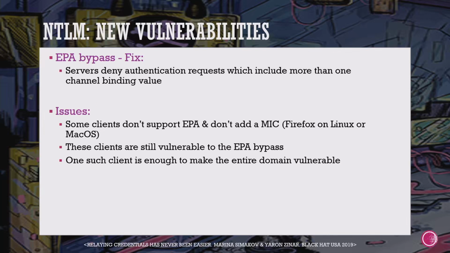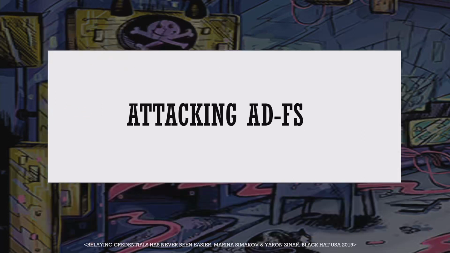Still, we have some issues with this as well, because some clients don't support EPA and also don't add a MIC. So those are the same ones that I've discussed in the previous vulnerability. Those would still be vulnerable to the EPA bypass. So attackers would still be able to inject a malicious channel binding. The client doesn't support EPA, so it would not add an additional field, and attackers can relay that to any target which enforces EPA. Okay, so our last vulnerability today would be how we can use NTLM in order to attack ADFS servers as well.